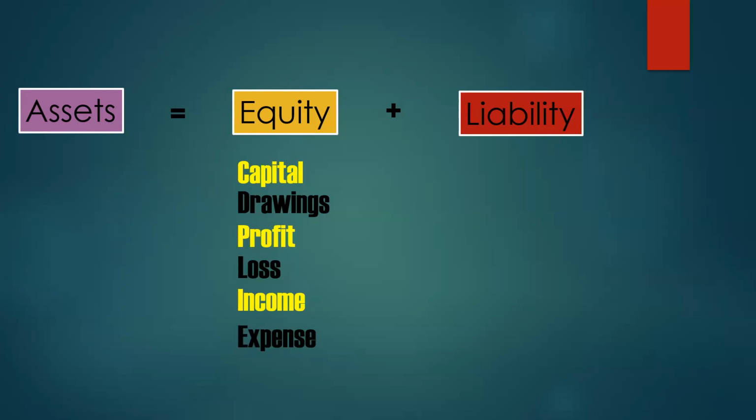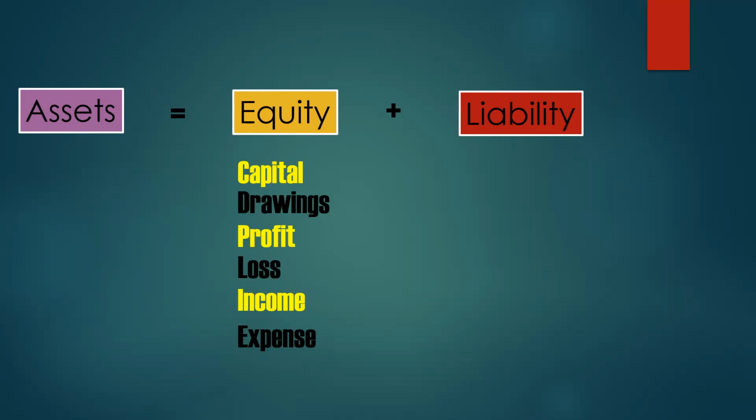So under the equity column, there can be six entries. You can note it down clearly: capital, drawings, profit, loss, income, expense. All these are recorded under the equity column.